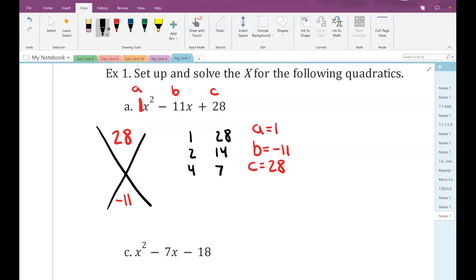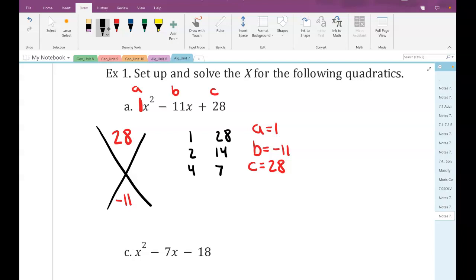What we have to do now is figure out a way that we can take one of these pairs and add to negative 11. If we add them as they are, 1 plus 28 would be 29, 2 plus 14 would be 16, and 4 plus 7 would be positive 11. But we want negative 11.